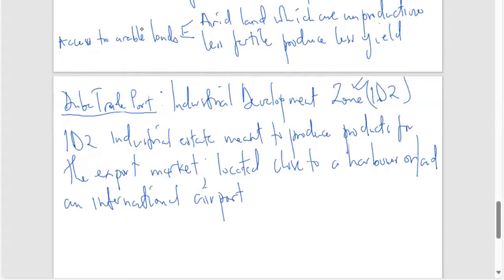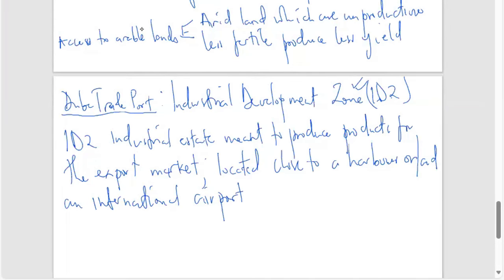So we are saying this is an industrial estate, meaning we have a number of industries located at some given space. Those industries' target is not to produce products for the domestic market. They target to produce products for the export market or the international market. For us to access the international market, we need to use the harbor or the international airport. So those are the features of an IDZ.